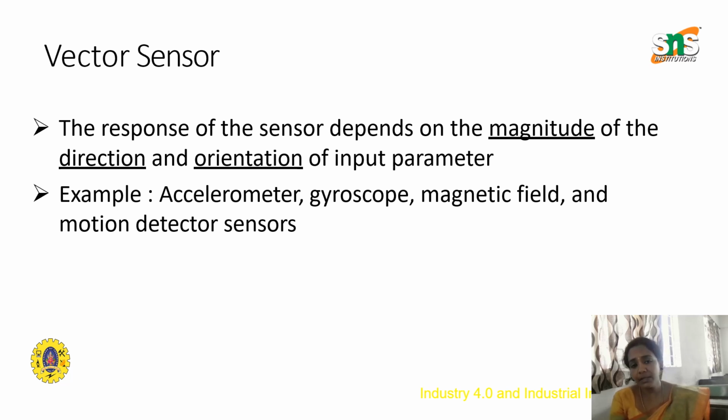So accelerometer, gyroscope, magnetic field, magnetic compass obviously, and the motion detector sensors. These types of detectors or sensors are called vector sensors, where it will be producing the magnitude, the data, the number, along with the direction or the orientation of the input.